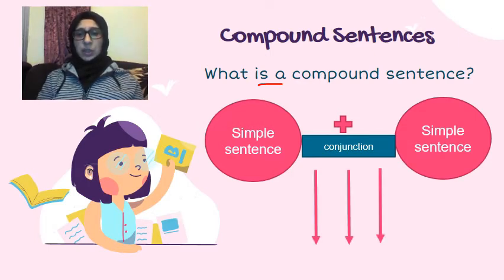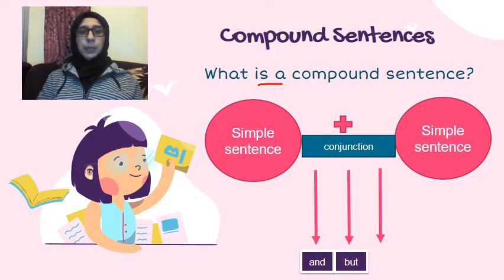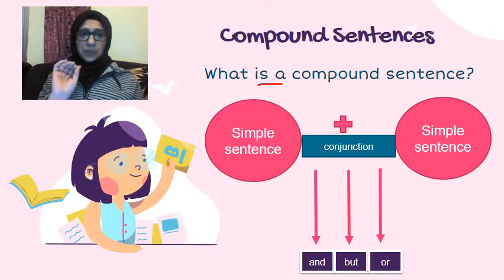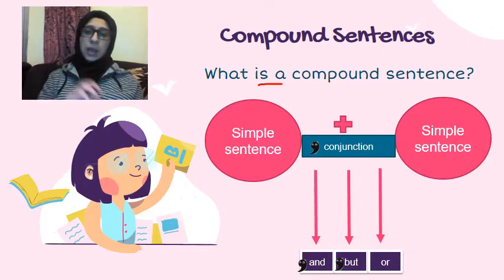Now, what are these conjunctions? For example, and, but, or. These are the three conjunctions that we're going to study. And, but, or. There's one more thing. Before that conjunction, we should add a comma, and then the conjunction.